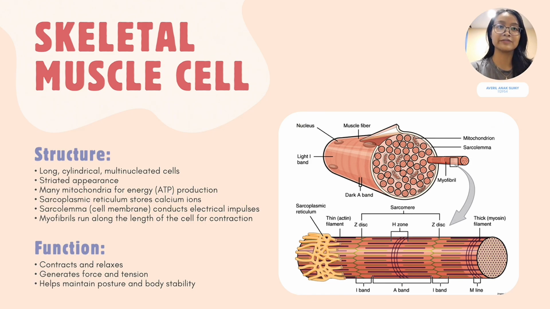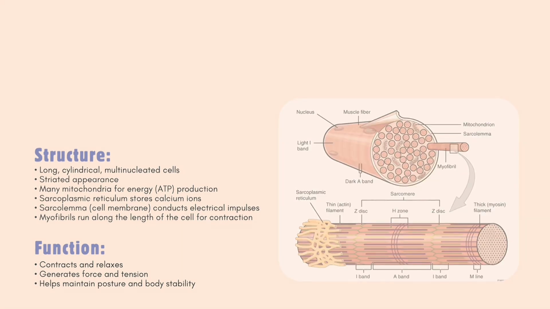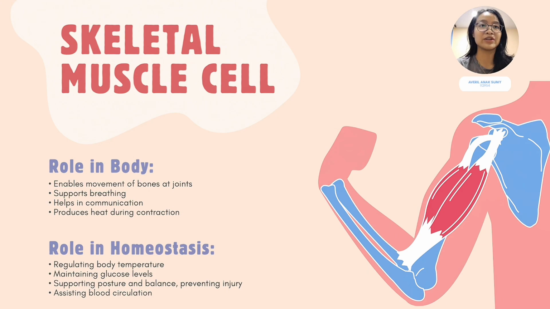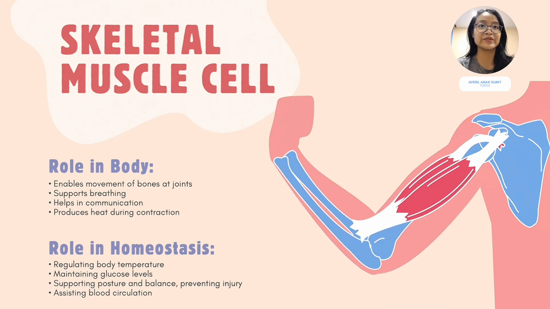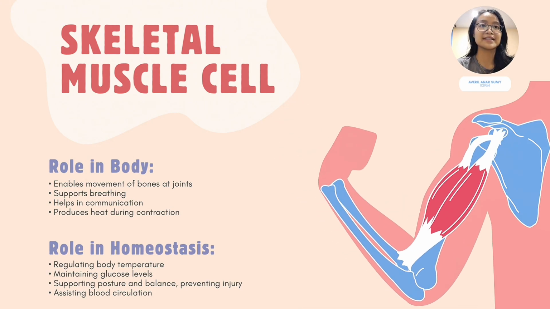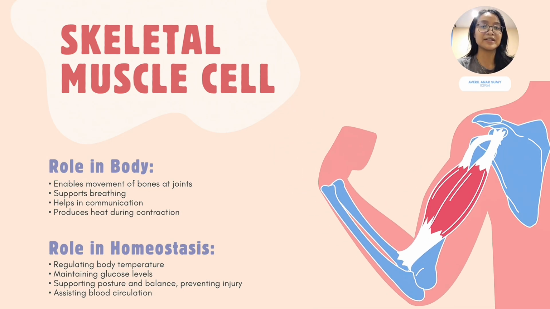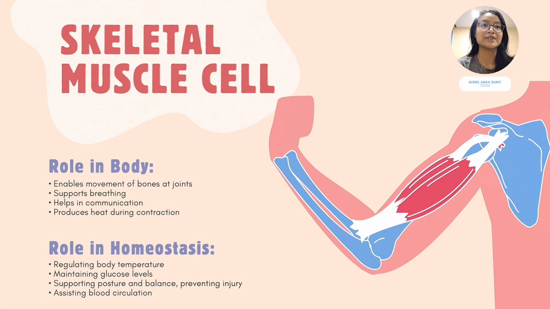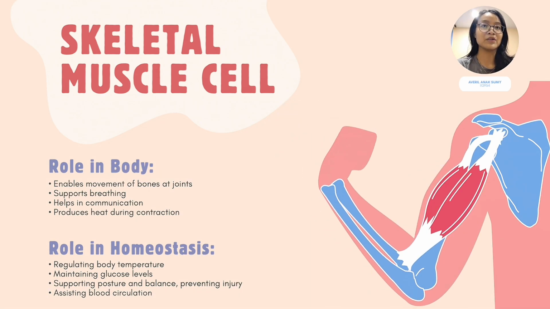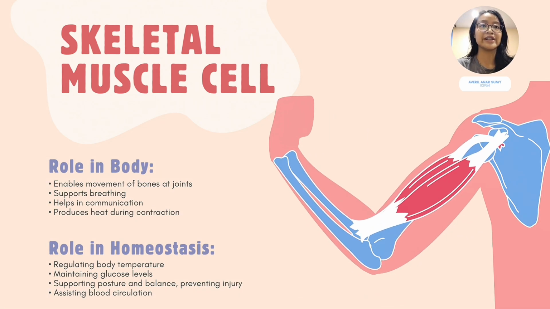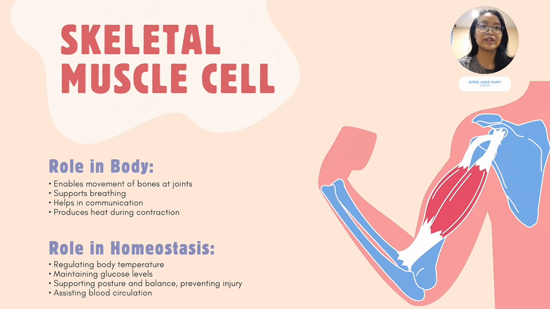In terms of function, skeletal muscle cells contract and relax under voluntary control. This allows them to produce force, move the body at joints, and maintain posture and balance. The role of skeletal muscle cells in the body includes enabling movement such as walking, running, and lifting objects. They are also involved in breathing through muscles like the diaphragm and intercostal muscles, and they contribute to facial expression and speech. Furthermore, skeletal muscle cells generate heat when they contract, helping to warm the body.